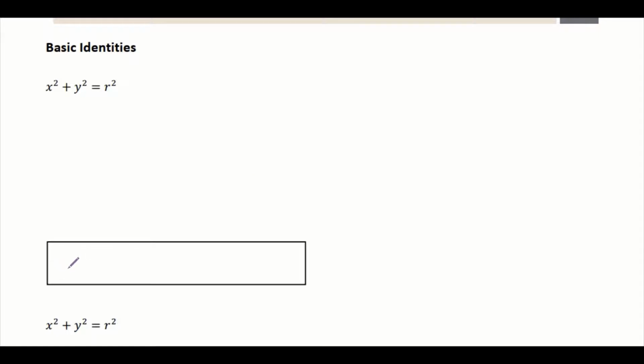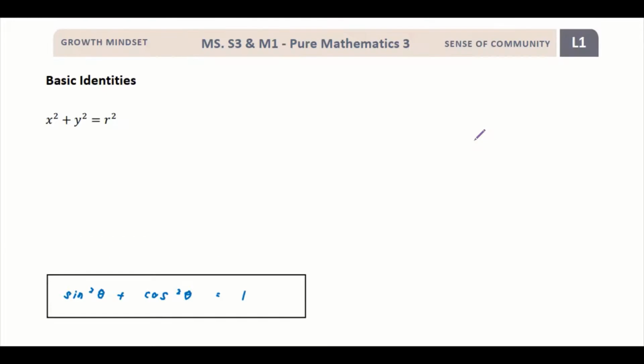So you know that the first identity that we have learned in Pure Math 1 is sine square theta plus cos square theta equals to 1, right? So how does this basic identity come from? It actually comes from your Pythagoras theorem. So you can look at your notes, first page. We have the triangle, right? So this is your y, your x, and this is your r. So we can see that a square plus b square equals to your hypotenuse square. So that's why x square plus y square equals to r square.